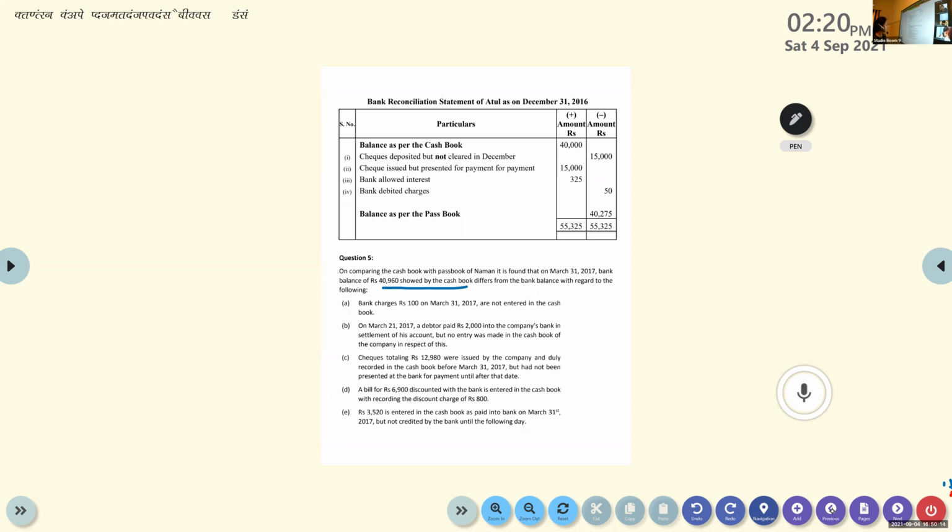Now, do the C, next one. Do it yourself. What to do with it? One of you tell me. Rupees 12,980 were issued by the bank and duly recorded in the cash book before March 31, but had not been presented at the bank for payment until after that date. What to do? One of you, explain.